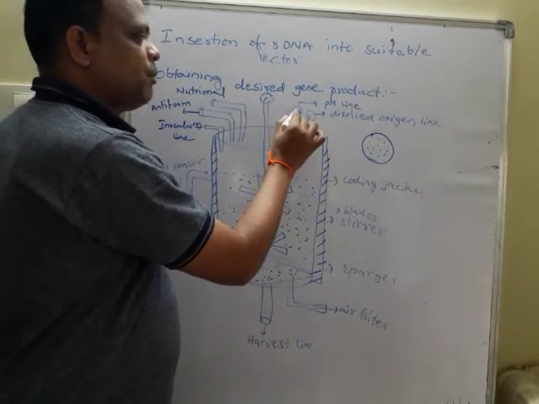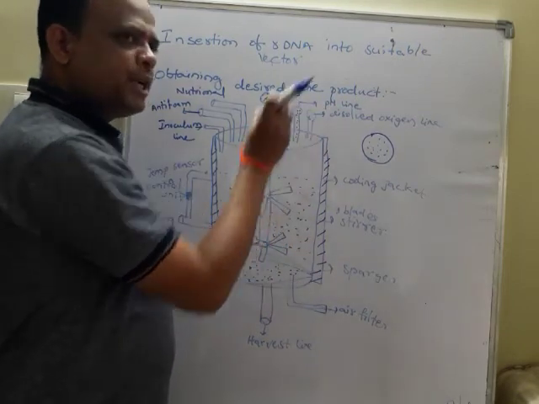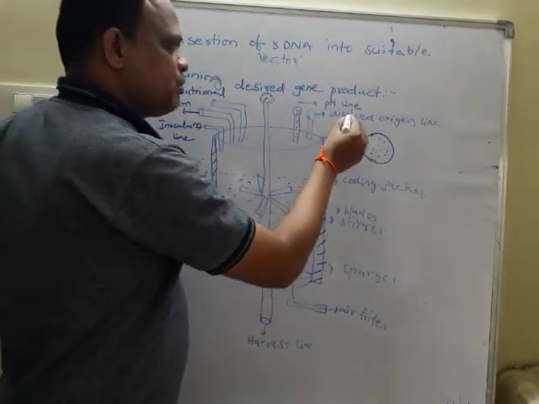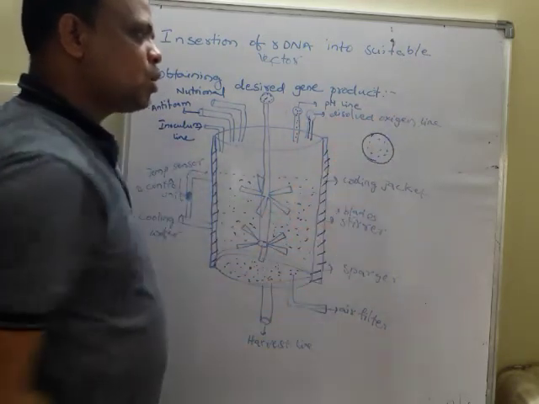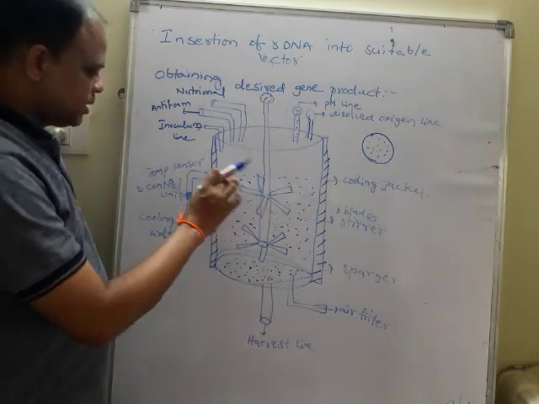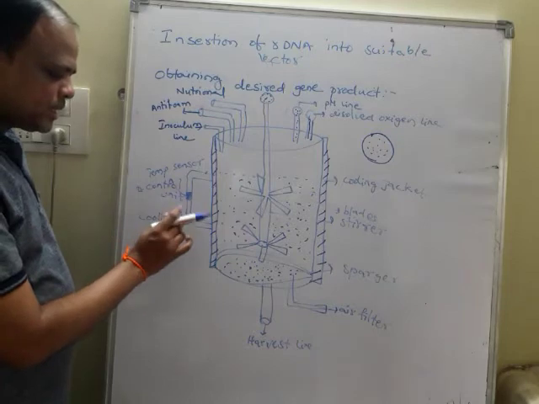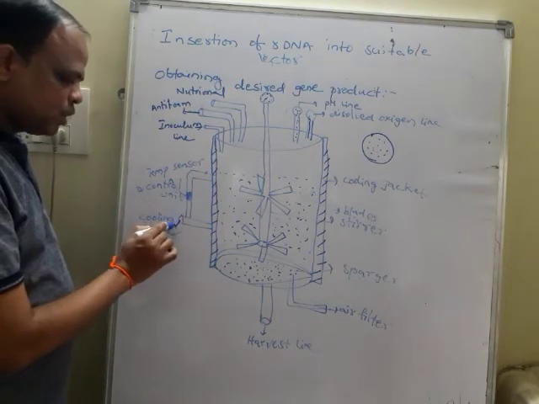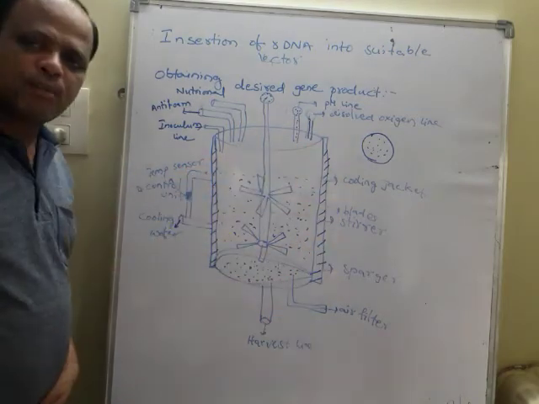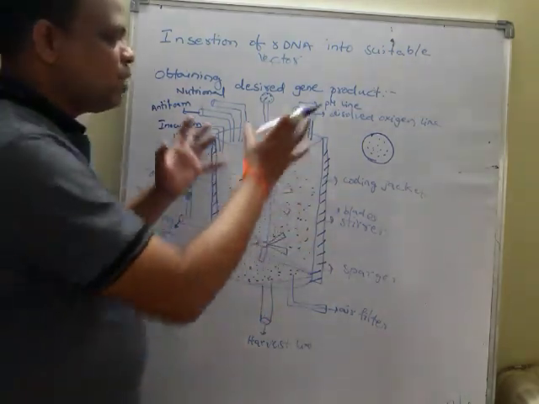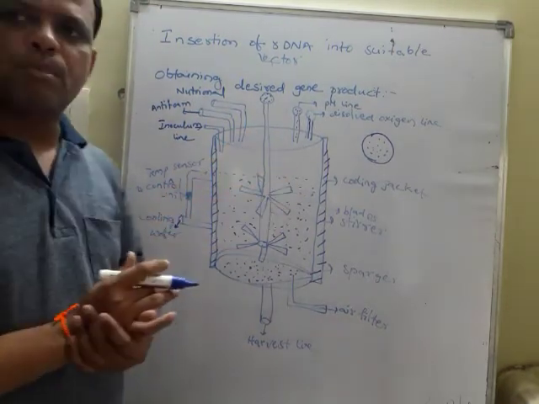Another line is present at the top of the bioreactor for pH. We maintain the pH of this medium, and we constantly provide dissolved oxygen with the help of this line. This is also called the dissolved oxygen line. One temperature sensor and control unit are present, and through the cooling water line we supply cooling water. With the help of this bioreactor, we prepare a large amount of host organisms. This is also called a bioreactor.